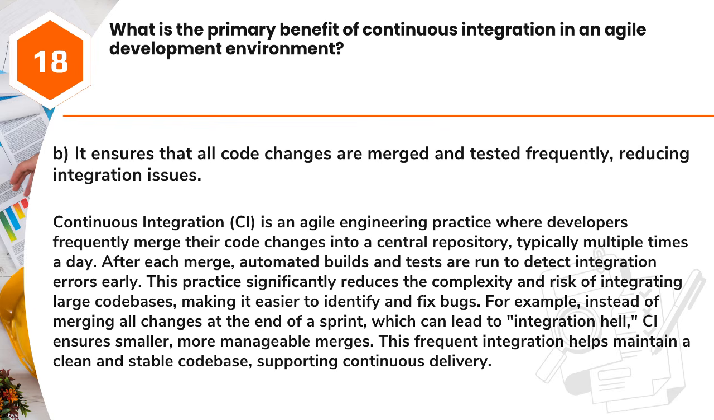Answer: B. It ensures that all code changes are merged and tested frequently, reducing integration issues. Continuous integration, CI, is an agile engineering practice where developers frequently merge their code changes into a central repository, typically multiple times a day. After each merge, automated builds and tests are run to detect integration errors early. This practice significantly reduces the complexity and risk of integrating large codebases, making it easier to identify and fix bugs.